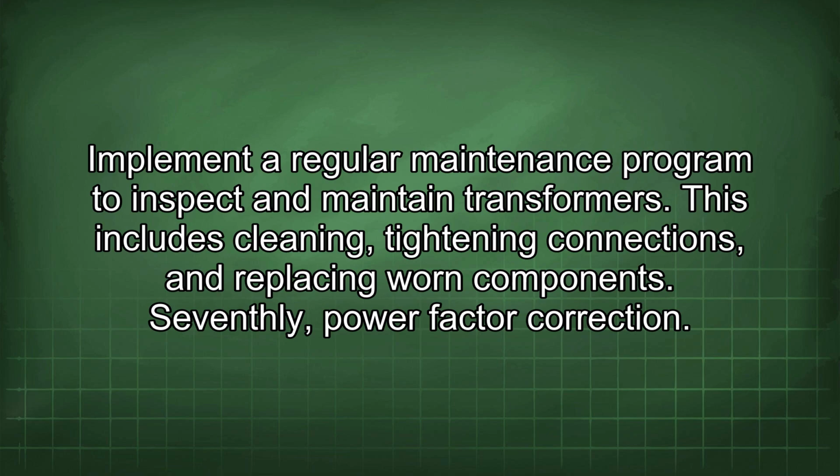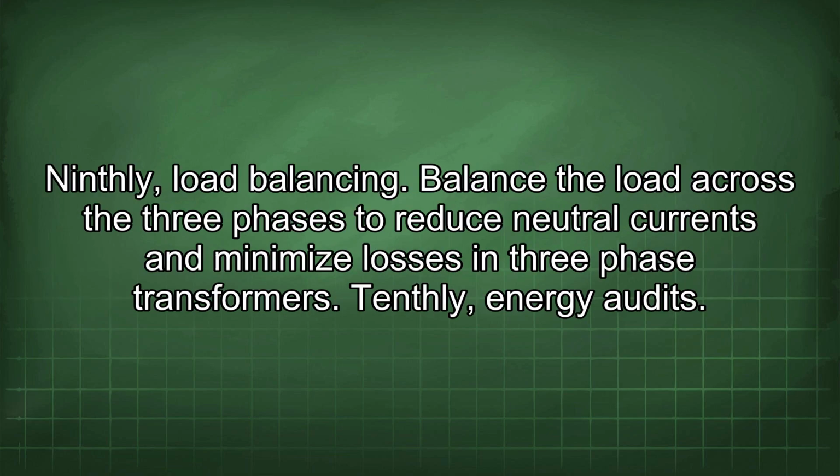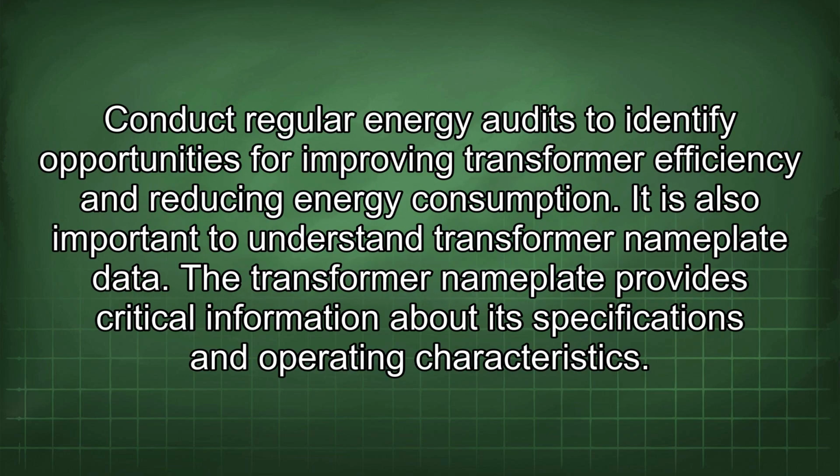Seventhly, power factor correction. Improve the power factor of the load to reduce current and minimize copper losses. Eighthly, voltage regulation. Maintain proper voltage levels to minimize voltage drops and improve efficiency. Ninthly, load balancing. Balance the load across the three phases to reduce neutral currents and minimize losses in three-phase transformers. Tenthly, energy audits. Conduct regular energy audits to identify opportunities for improving transformer efficiency and reducing energy consumption.